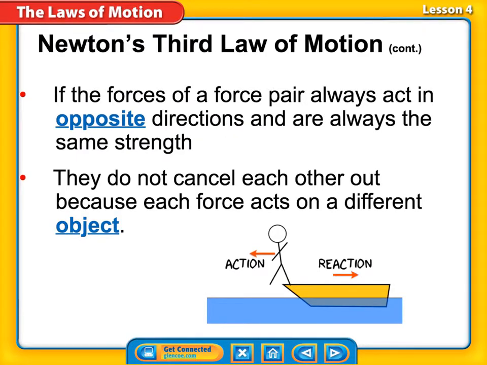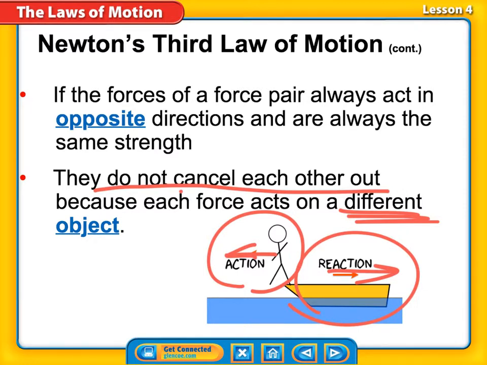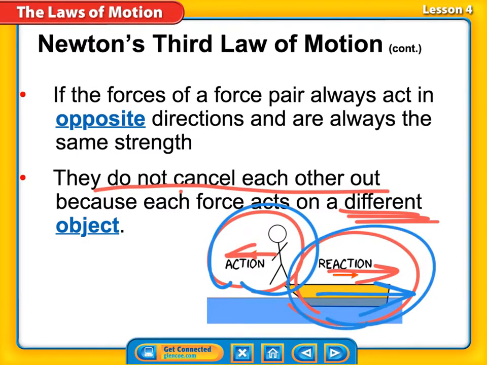Now, if the forces of a force pair always act in opposite directions and they're always the same strength, we might think that they cancel each other out. But like I said, they do not cancel. Okay, they do not cancel each other out because they're on different objects. So action is equal to reaction, but this one's on the person, this one's on the boat. This is an example of a person who's about to jump off. They jump off the boat and it makes the boat do what? Well, it's going to go forward. Okay, so action, reaction. All right.